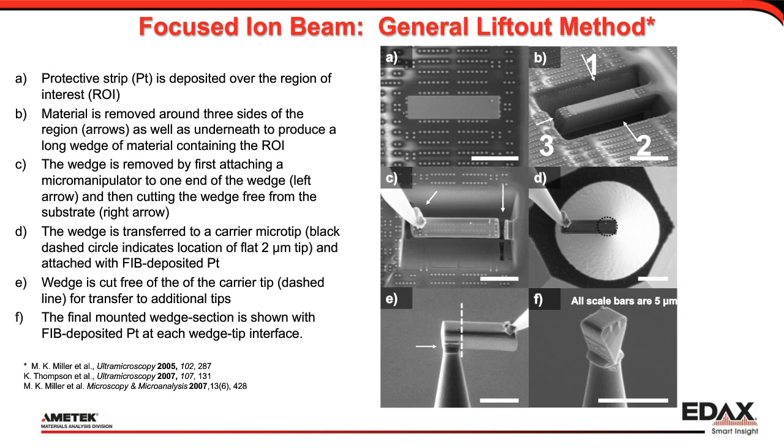We can then drive the wedge over to a flat-top silicon post, which we call microtip coupons, weld the wedge to the microtip coupon, and cut a slice of that free from the longer wedge, and then weld the other side so that we're left with a tiny wedge of material on a flat-top post.